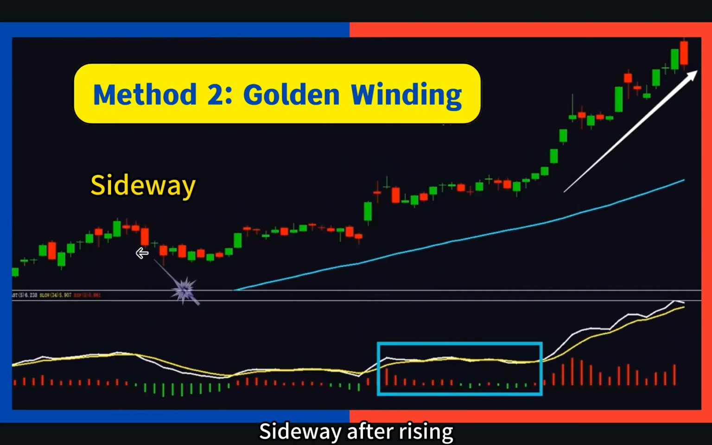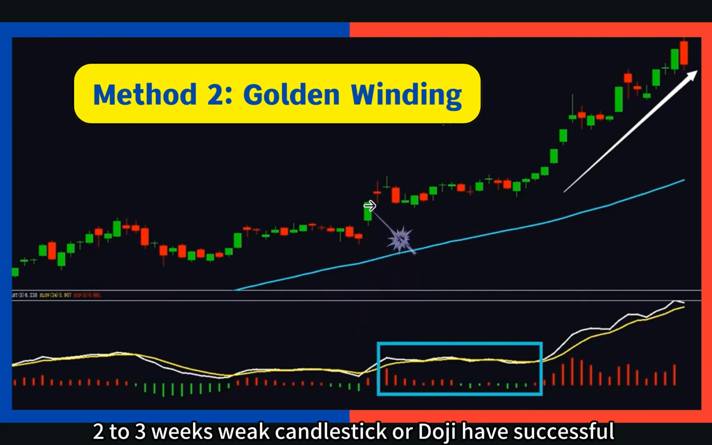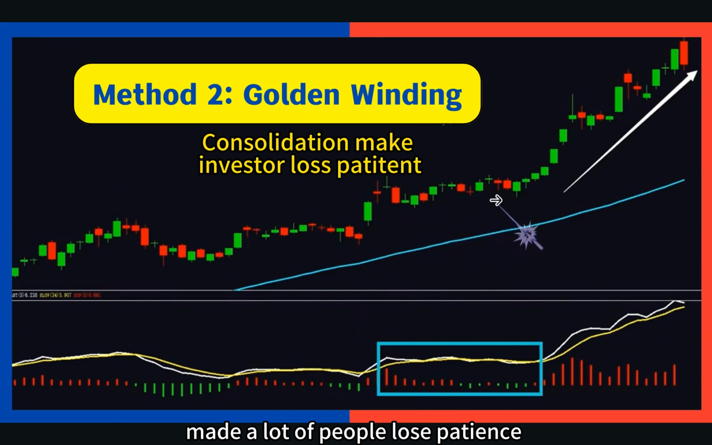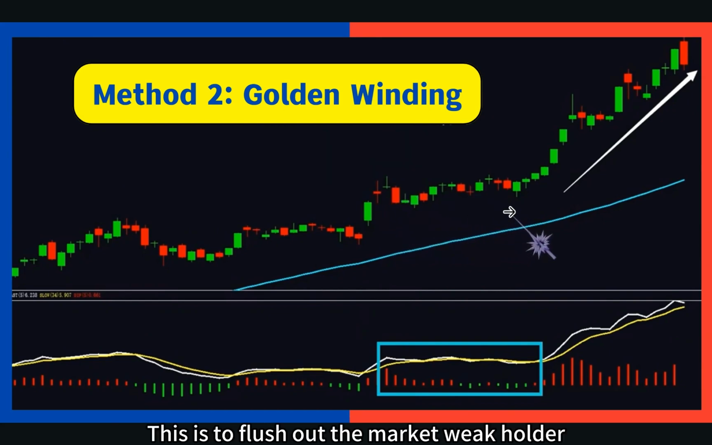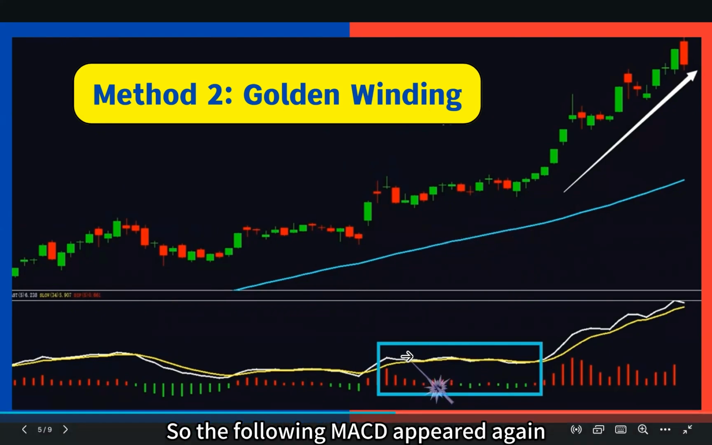Sideways after rising, then a big bullish candle appears, but before this, there are 2 to 3 weeks of weak candlesticks or doji, which have successfully made a lot of people lose patience. This is to flush out the weak holders in the market through the sideways oscillation, so that the following MACD appears again.